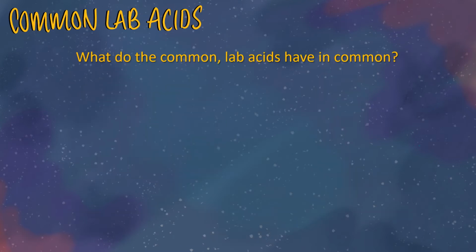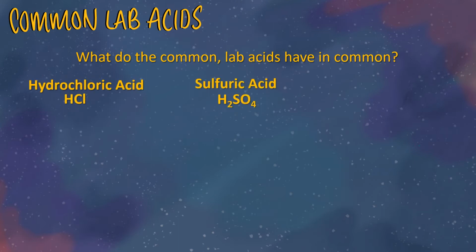Common lab acids. All of the common lab acids are listed here. We've got hydrochloric acid, sulfuric acid, and nitric acid. Can you think about what they have in common? Look at the formulae for each one. What do they all have in common? Okay, the answer is hydrogen. They all have hydrogen in them.